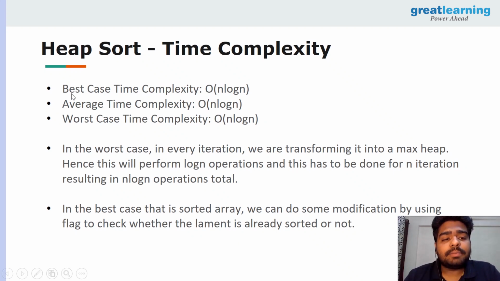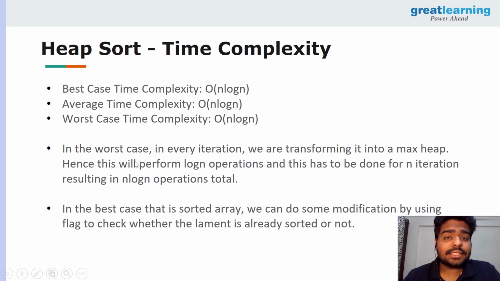That is why the best case time complexity will be big O of n log n. Average will also be big O of n log n, and worst case will also be big O of n log n. That is the reason many real life developers are creating applications using the HeapSort algorithm.